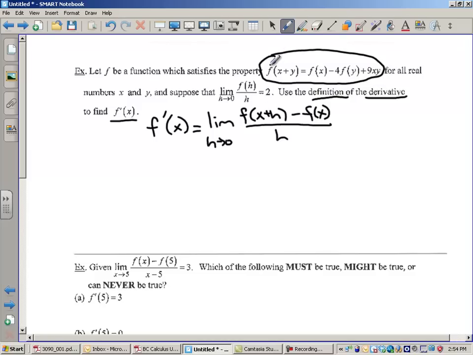Do you know that f of x plus y is exactly equal to f of x plus h, if I can plug h in for y because it says it's true for all real numbers. So this is sort of a weird way of me substituting, but y is just a dummy variable anyway. So f of x plus h would be equal to f of x minus 4 times not f of y, but 4 f of h, and then plus 9xh. So that gives me a formula for my f of x plus h, but I still have to subtract off f of x and divide by h. So let's see how that looks.